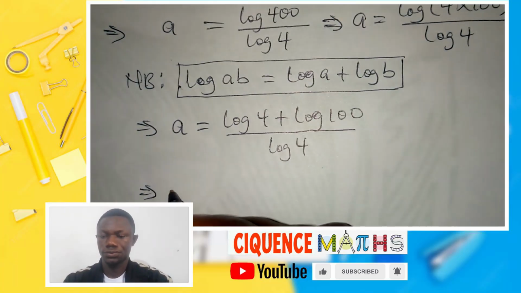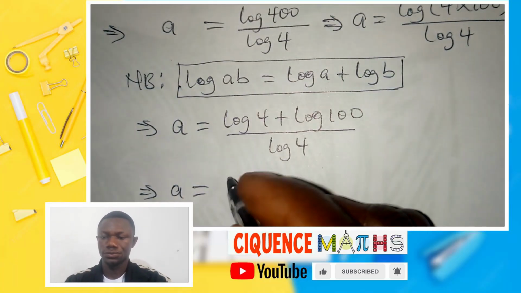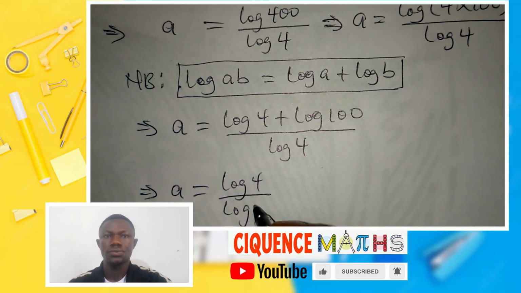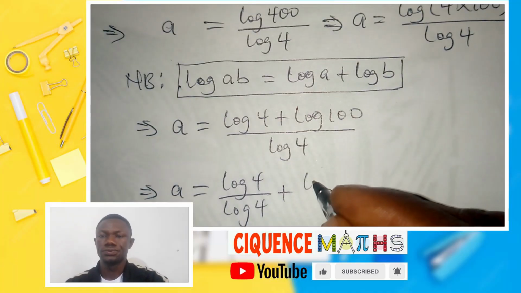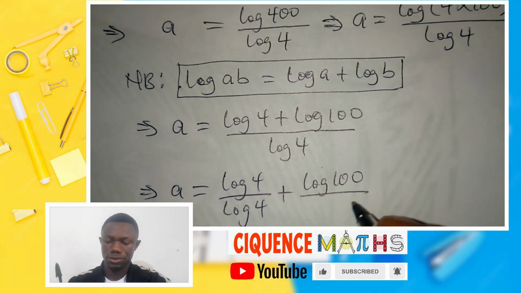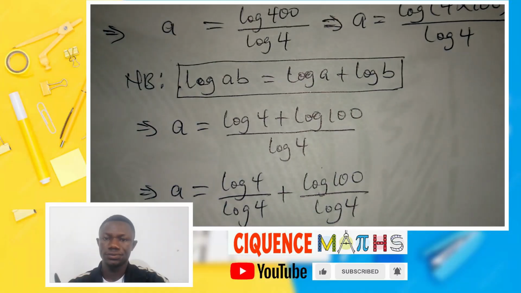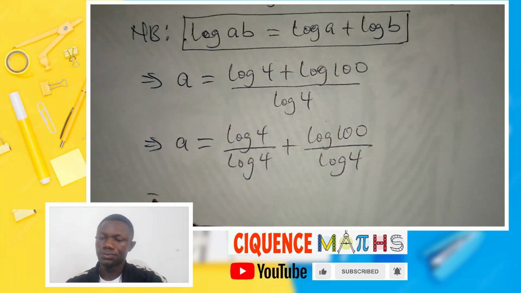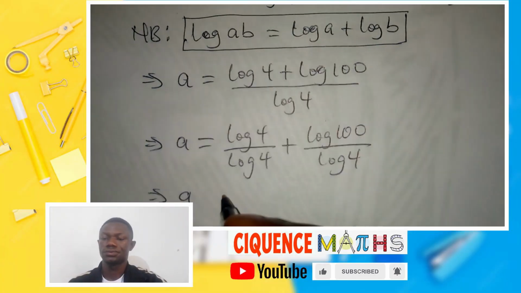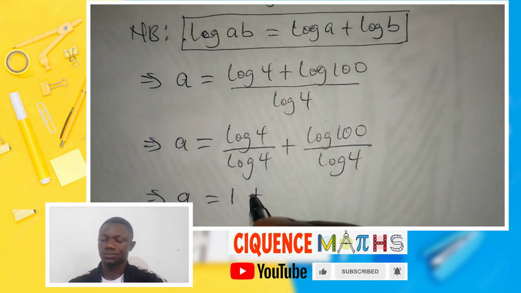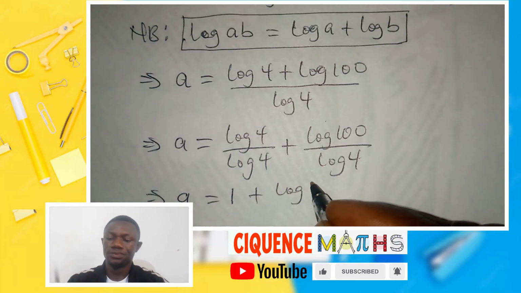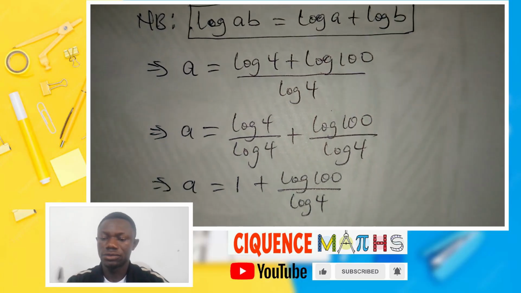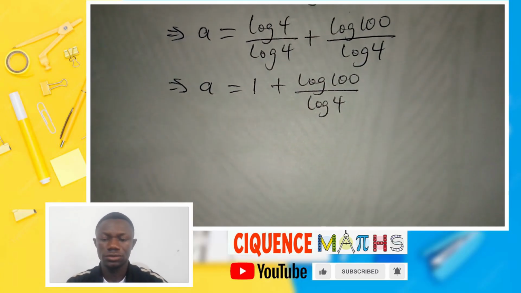And this can be written as A equal to log 4 divided by log 4 plus log 100 divided by log 4. Good. So you can see that log 4 divided by log 4 is 1. So we have A equal to 1 plus log 100 divided by log 4.